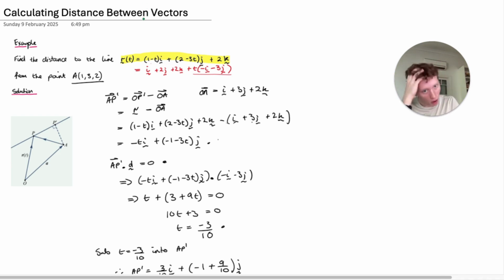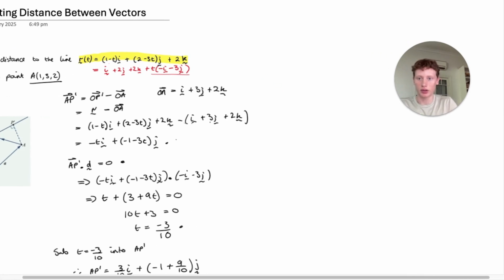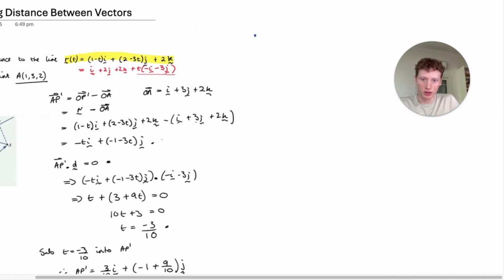Firstly, I, again, just as a theory, think that it's much easier to read if you do it in column vectors. So I guess I'll do it in blue over here. So I would write the initial actual equation of a line as 1 minus t, 2 minus 3t, and then 2.